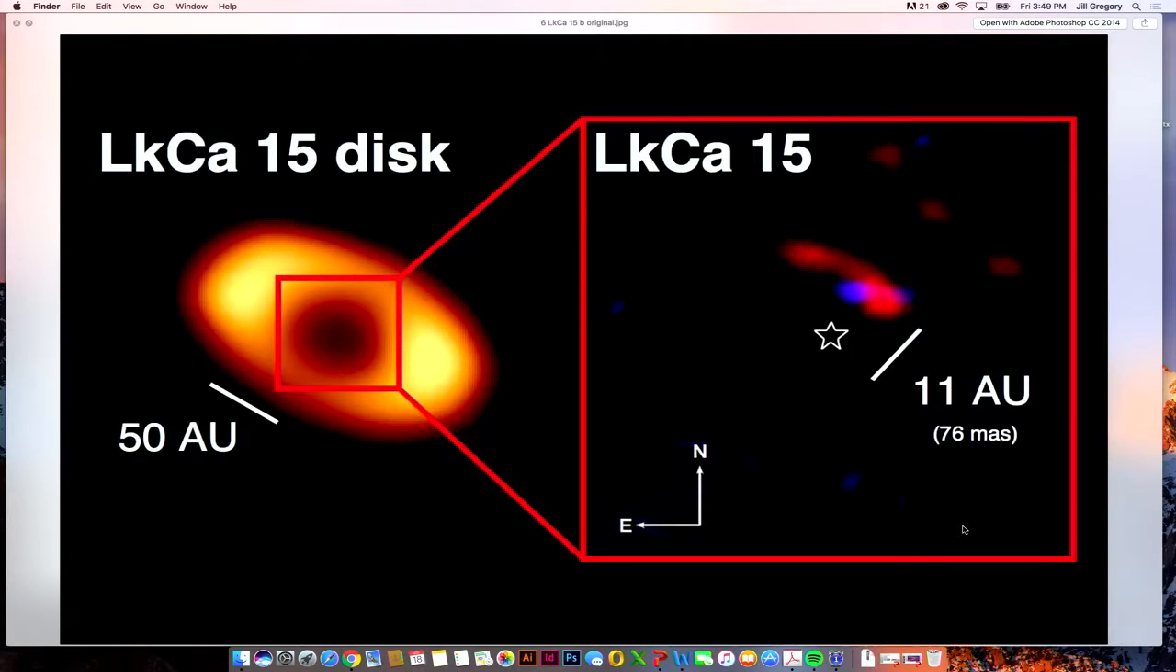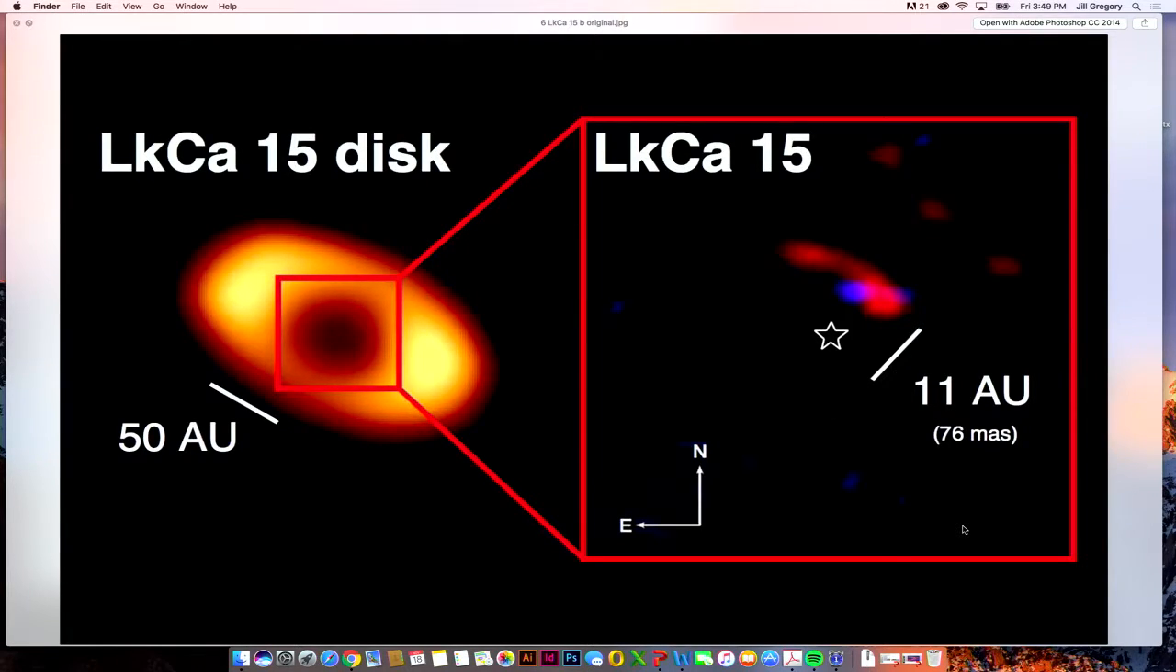Now, what's clear about this image is absolutely nothing. This was supplied by a scientist to Ron Miller and I for a book that I was working on at the time, an iPad app book called Journey to the Exoplanets. And they were very excited about this image, and rightly so.